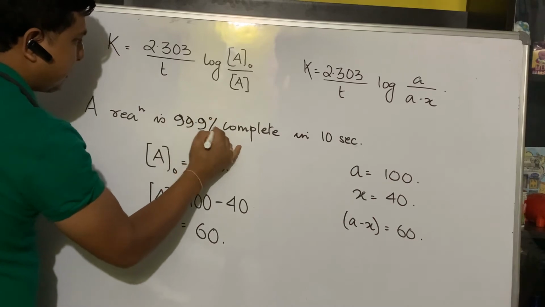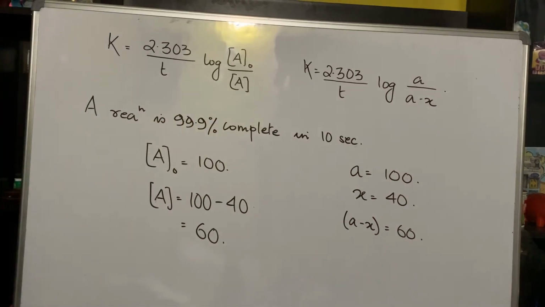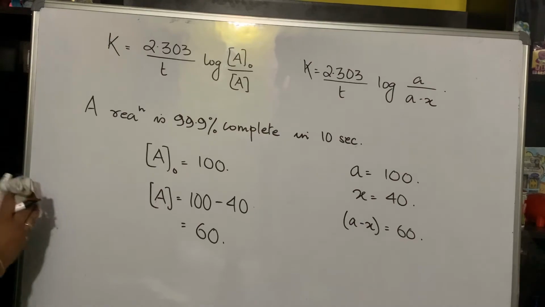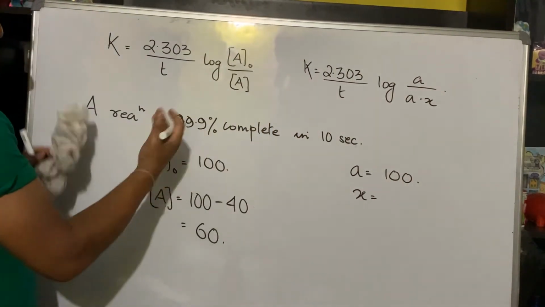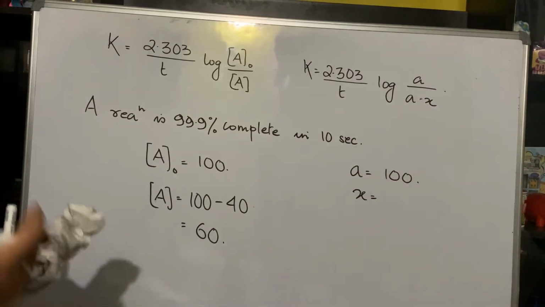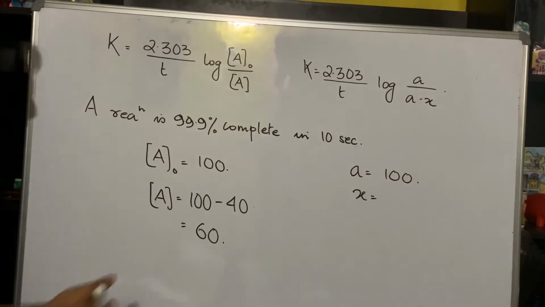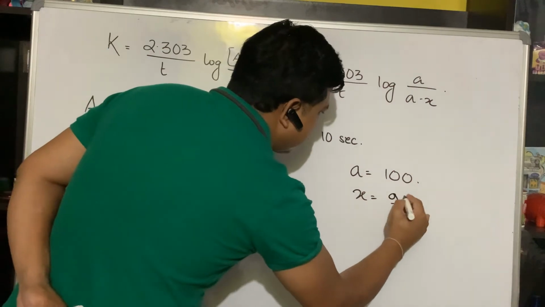A reaction is 99.9% complete. What does this mean? So initial, I take this as 100. Now what is the amount of product formed? 99.9% complete means out of 100, 99.9 has been converted into product. So the amount of product formed is here 99.9.